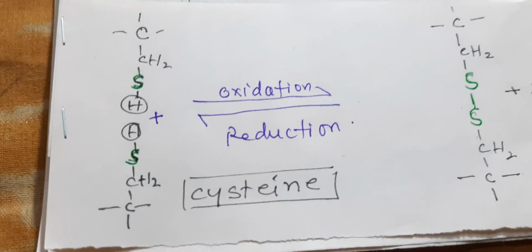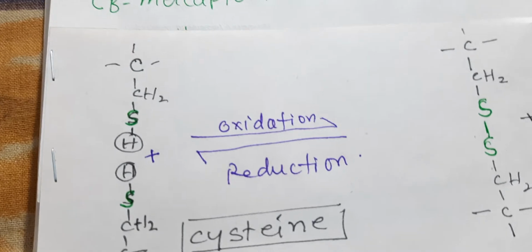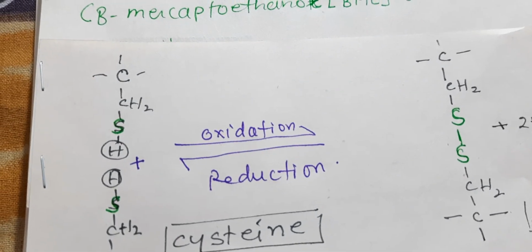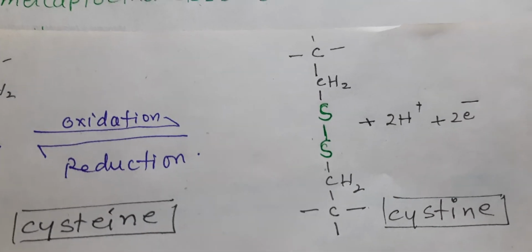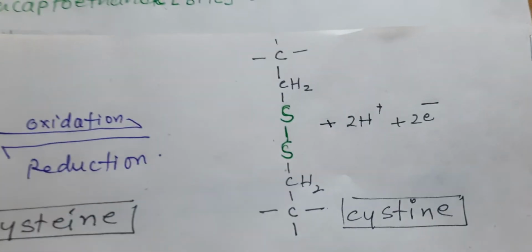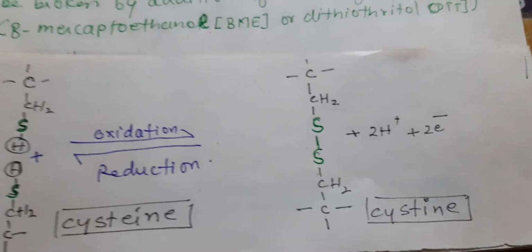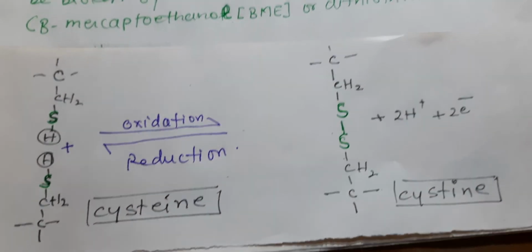So if you look here, these are two molecules of cysteine. When they are oxidized, that means their hydrogen is removed, the disulfide bond is created, and when it is reduced again it comes back. So this structure is called cystine, this is cysteine. So this is the basic difference between them.